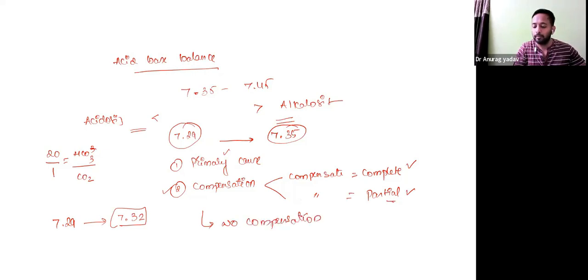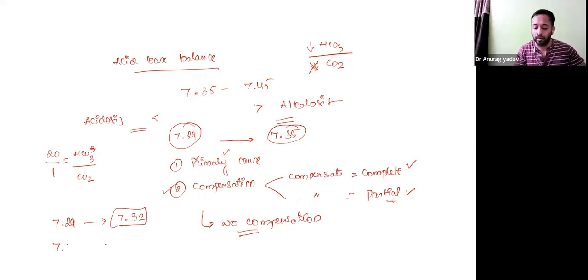Ideally, I told you, if there is a decrease in the numerator, the carbon dioxide also should reduce. But here, we are not seeing any change in the carbon dioxide. The carbon dioxide is in the normal range only, in spite of the primary defect. So we will tell that as non-compensated, or no compensation.